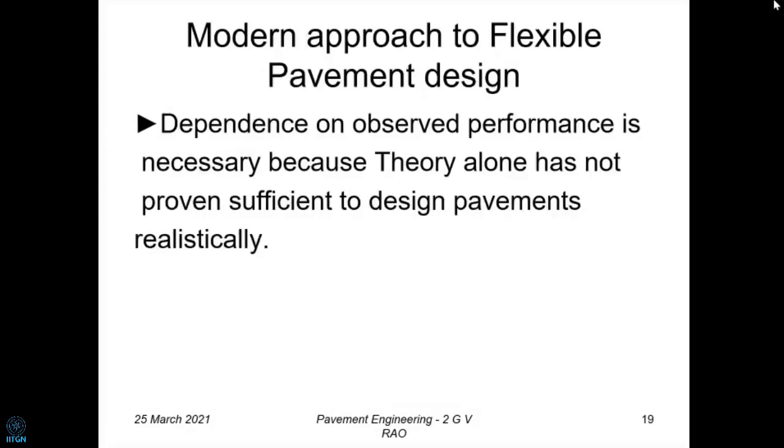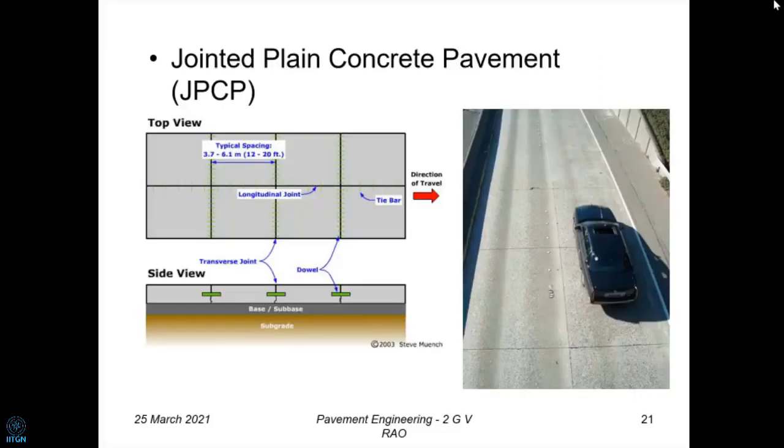Others are theory only. But what really happened was these theories purely never worked actually. So we need an observed performance and theory to prove that things are matching actually. And so a realistic design of pavements really has both these components. That's why we said mechanistic empirical method.